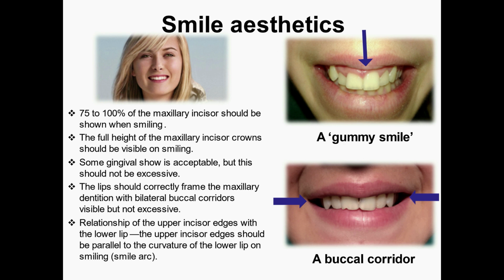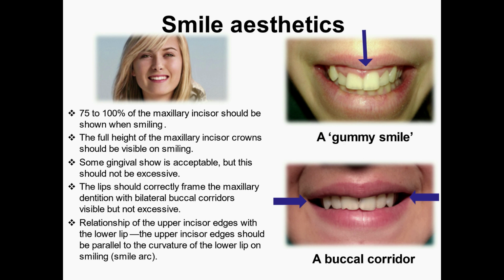The gingival margin of the maxillary central incisors and canines are level, with the lateral incisor margin situated slightly below this. The lips should correctly frame the maxillary dentition with bilateral buccal corridors, visible but not excessive. The buccal corridor is a space formed between the inner buccal surfaces and the maxillary molars upon smiling. An aesthetically pleasant smile has reduced buccal corridors.